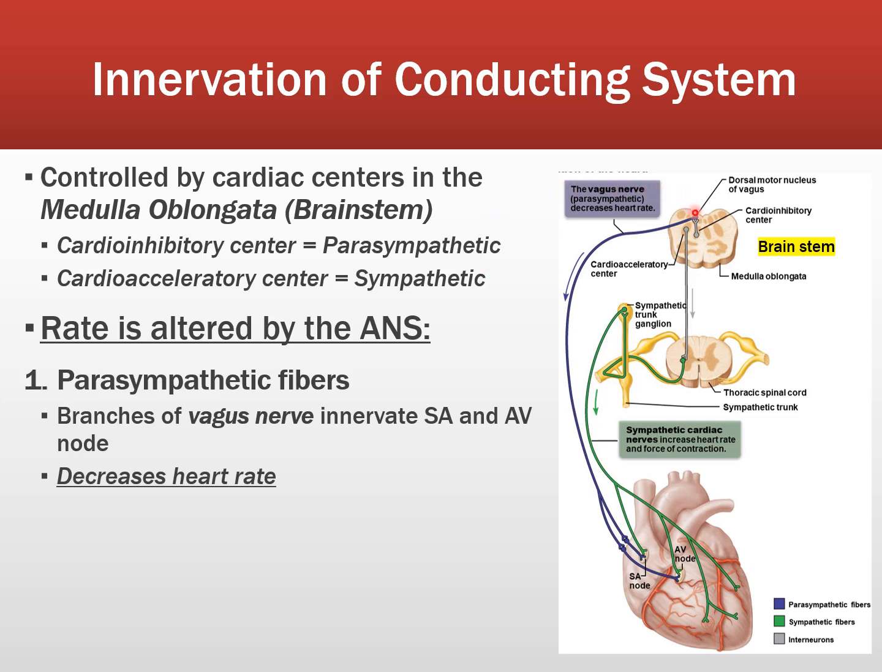So here's our vagus nerve coming out of the brainstem, and it's going to come out and stimulate that SA node and AV node directly. Okay, so it'll decrease the heart rate just by stimulating those nodes.